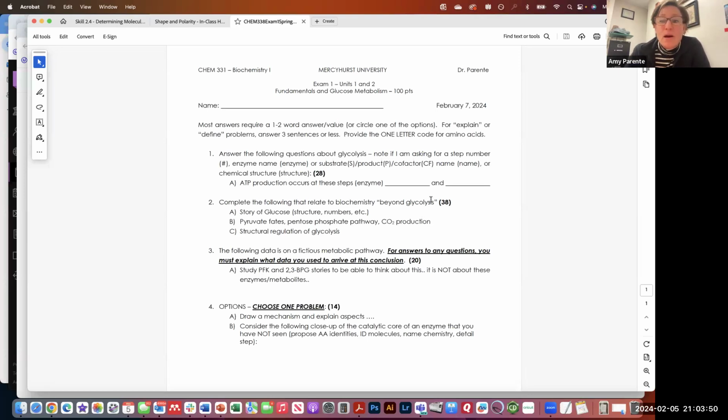Then about a third of the exam relates to biochemistry that's beyond glycolysis, but still related to glucose and glucose metabolism. So think of things that you could watch from a video standpoint, find as a section in your notes or your homework. These are some key pieces to study. The story of glucose, right? There was a lot that we talked about with the structure of glucose, numbers that are important to glucose, things like that. Also be able to think about what we did with pyruvate after we were done with glycolysis.